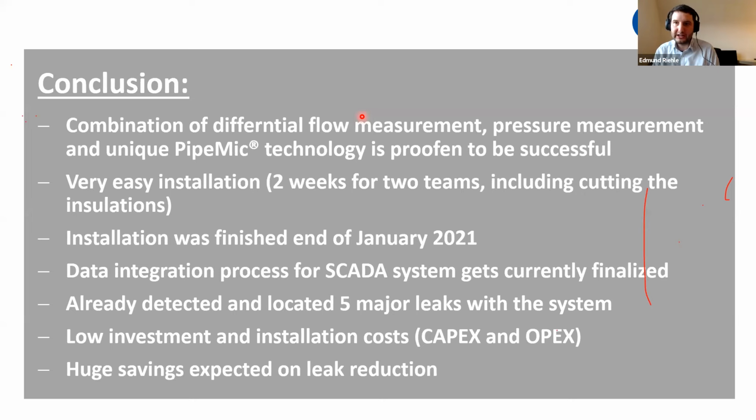So the conclusion here is that the combination of differential flow measurement, pressure measurement, and our unique PipeMic solution is proven to be successful in even these very difficult circumstances. And it was a job of about 2 weeks for 2 teams with Emicool to install all the equipment, including cutting the insulations. So that was a pretty tight job they have done, and a very, very good job.